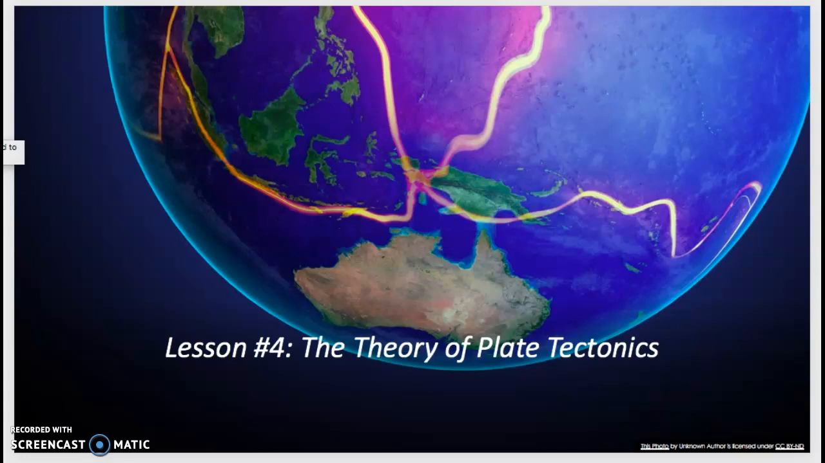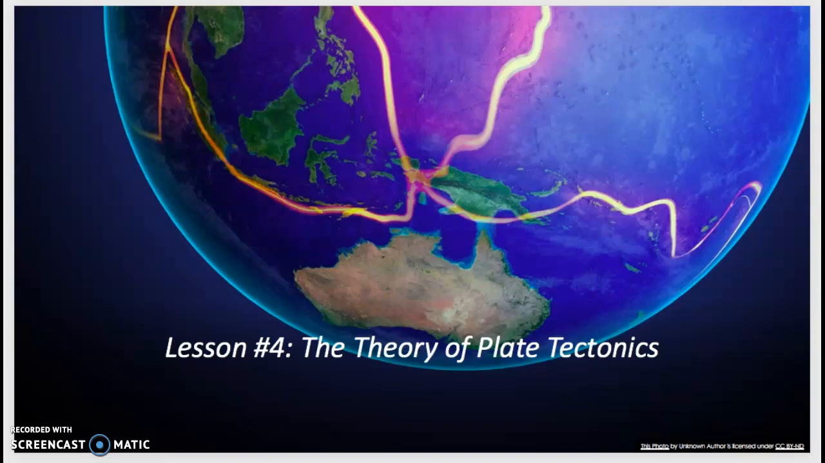Okay, welcome to lesson 4, the theory of plate tectonics. So when we last left off, evidence from the 60s and 70s and 80s led scientists to understand that the continents were in fact moving and continental drift became a thing. But we still need to figure out why they were moving. And that's what led us to the theory of plate tectonics.